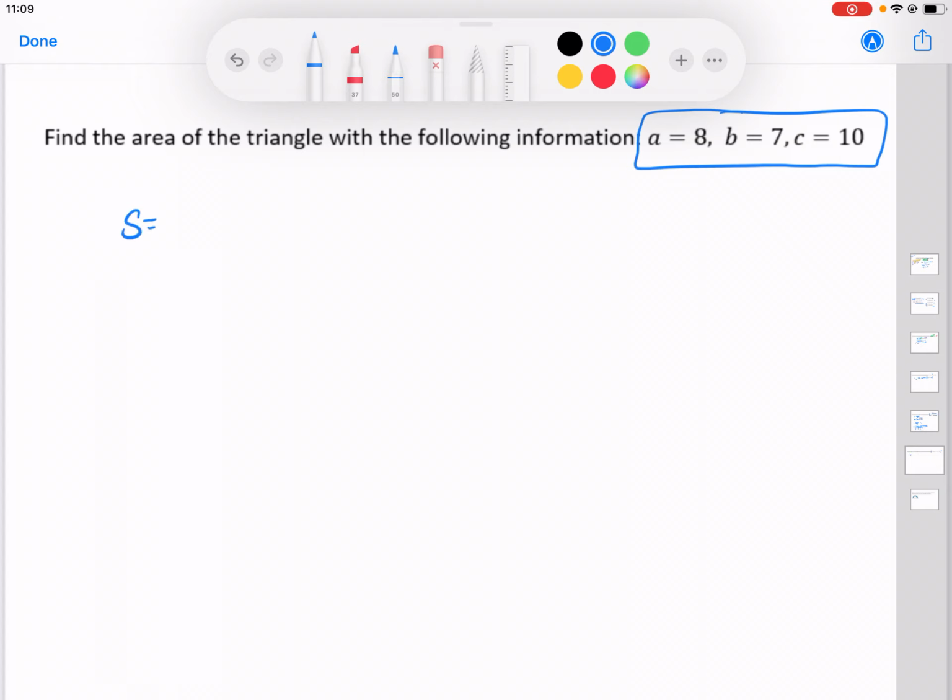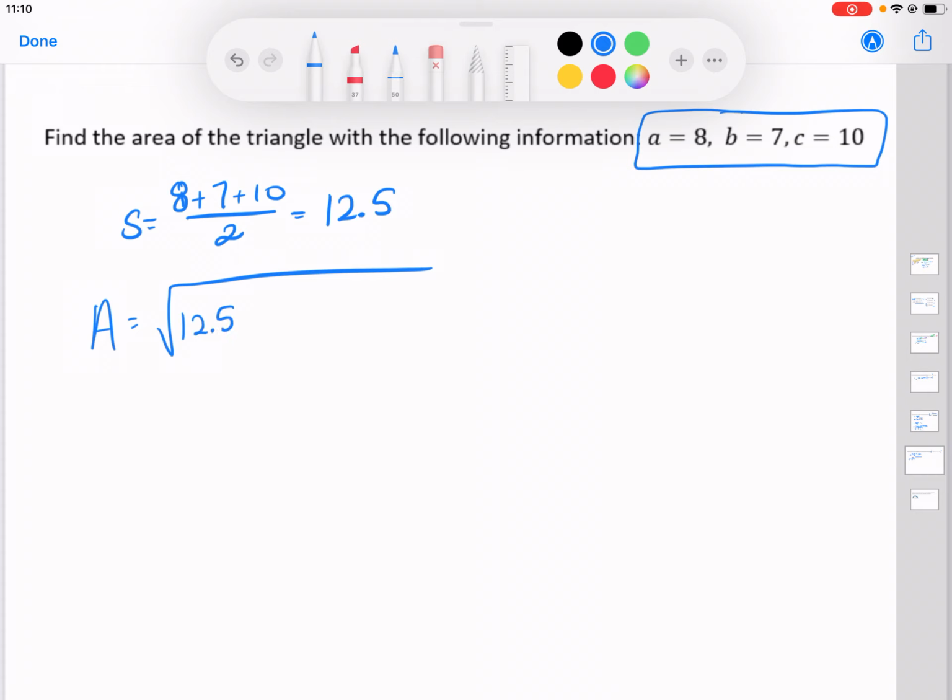But this one's not. So we're going to go ahead and find our S value by adding all of those together and dividing by 2. And that will give us 12.5. And then we'll find our area by taking that value, so the 12.5, and multiplying it by 12.5 minus RA, then 12.5 minus RB, then 12.5 minus RC.